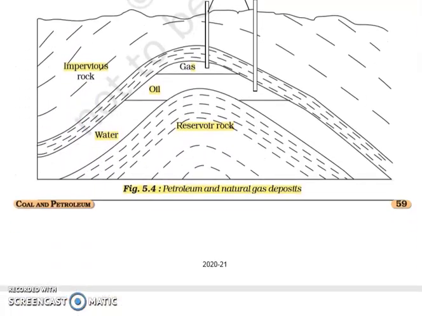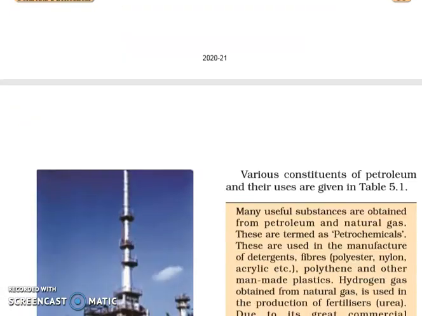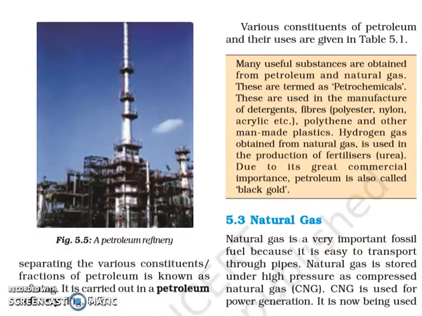The process of separating the various constituents or fractions of petroleum is known as refining. This process is also known as fractional distillation. By using a fractional distillation column, we can separate different constituents or fractions of petroleum in petroleum refineries.